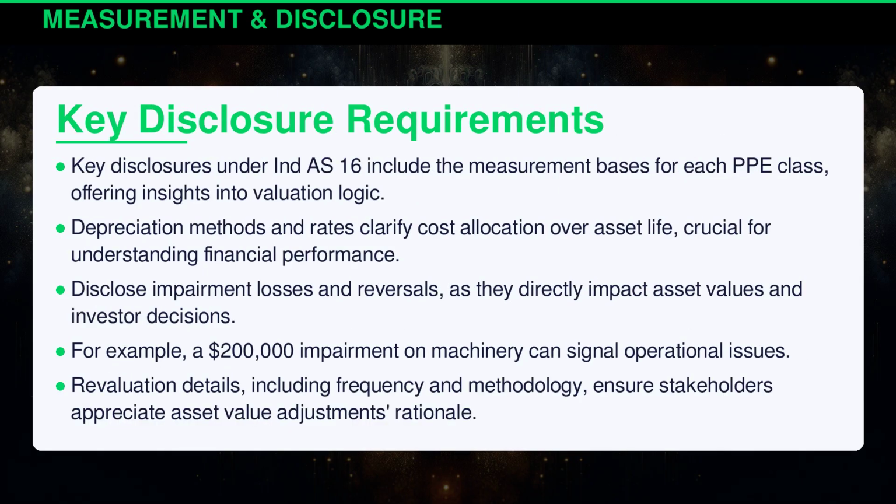Key disclosures under Indian Accounting Standard 16 include the measurement basis for each PPE class, offering insights into valuation logic. Depreciation methods and rates clarify cost allocation over asset life, crucial for understanding financial performance. Disclose impairment losses and reversals, as they directly impact asset values and investor decisions. For example, a $200,000 impairment on machinery can signal operational issues. Revaluation details, including frequency and methodology, ensure stakeholders appreciate the rationale for asset value adjustments.